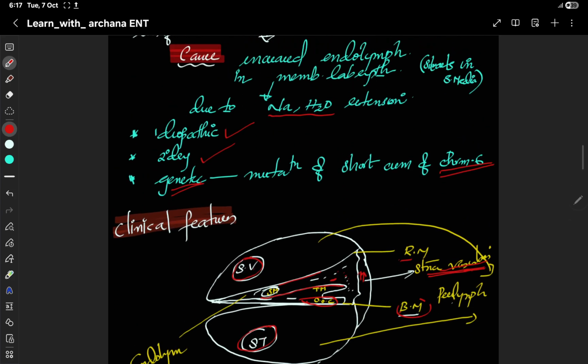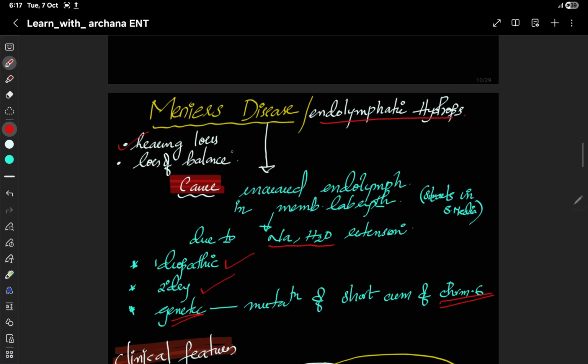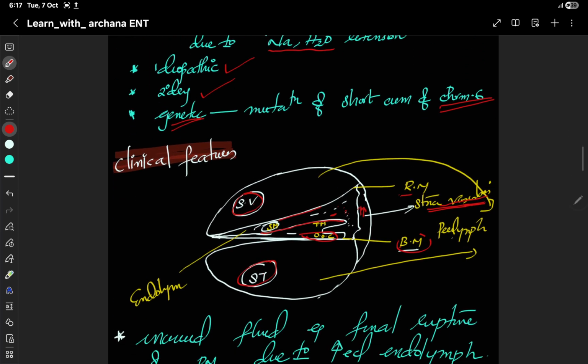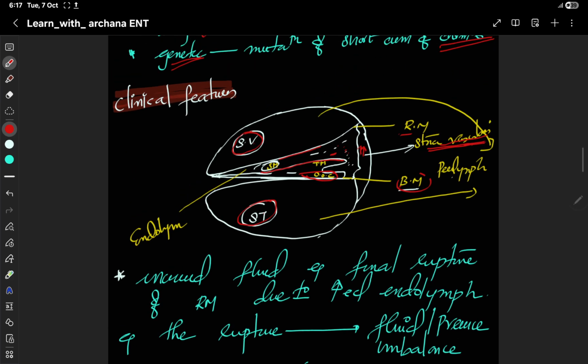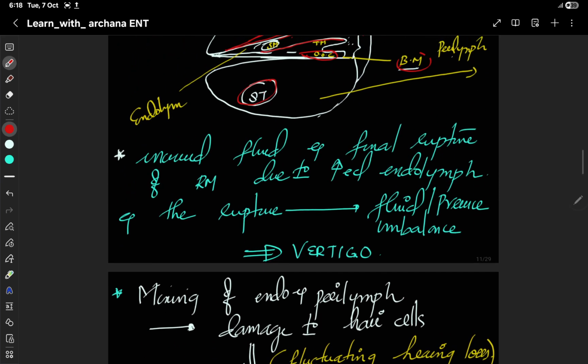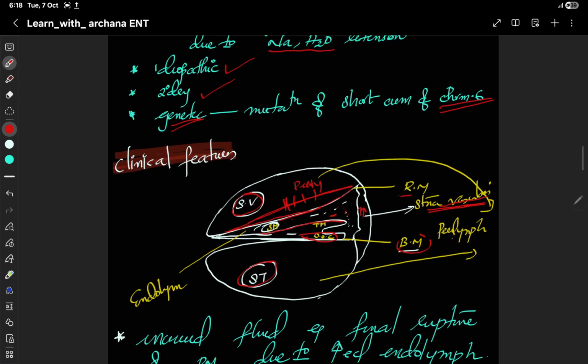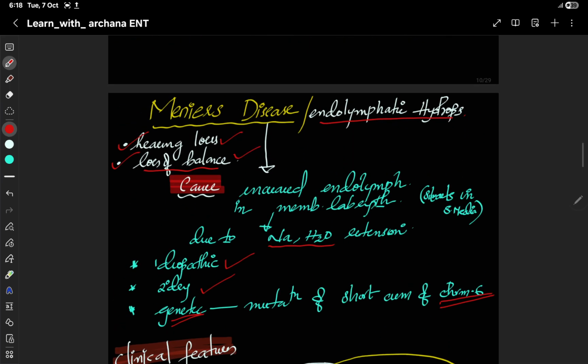What will happen if the endolymph gets accumulated in these layers? It can lead to hearing loss because the organ of Corti is present in that layer. It can also lead to loss of balance, which I will deal with later. Consider that if there is increased endolymph, these layers get bulged and can rupture. Then there will be mixing of the perilymph and the endolymph. There will be a fluid pressure imbalance, and this can lead to vertigo. So the patient will have hearing loss and loss of balance.